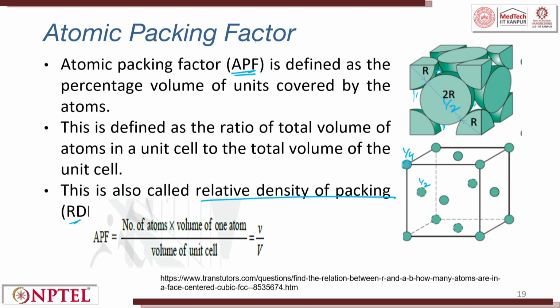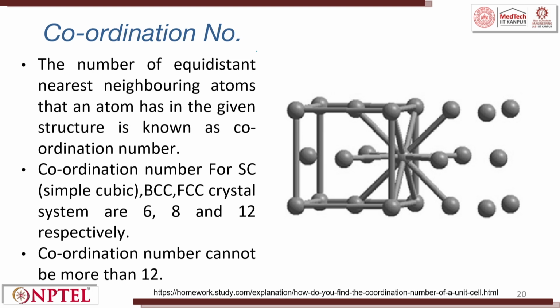So, these are the number of atoms, and then the volume of one atom, we know the volume of one atom, that divided by the unit cell volume gives you this APF. There can be problems in the examination to calculate the APF of a given unit cell. Coordination number, this is the next important concept. The number of equidistant nearest neighboring atoms that an atom has in the given structure is known as the coordination number.